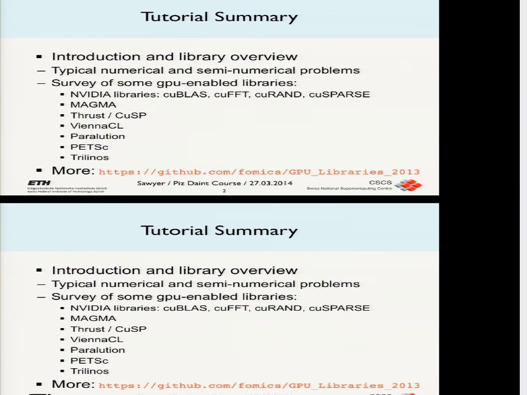One, I'll talk about the sort of numerical and semi-numerical problems which our users tend to come to us with. And then some of the GPU-enabled libraries which are available. And Alfio already mentioned these in some form, things like cuBLAS, cuFFT, and so forth. Magma, he mentioned. I don't think he mentioned Thrust and Cusp, ViennaCL, Paralution. PETSc, he also mentioned, and Trilinos, I think he mentioned.